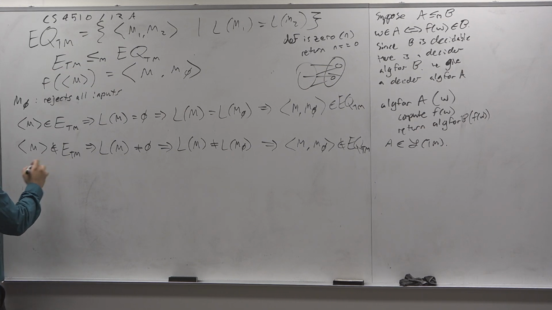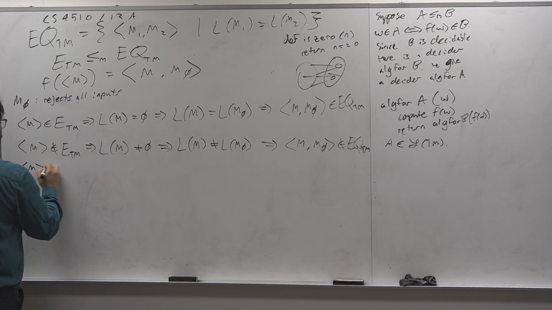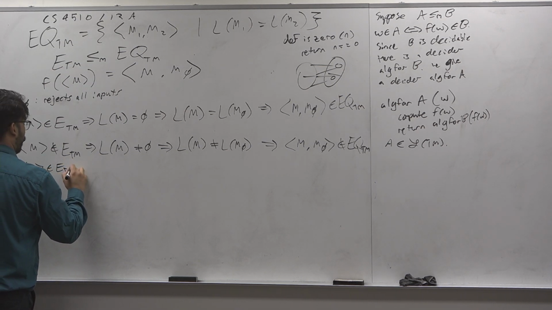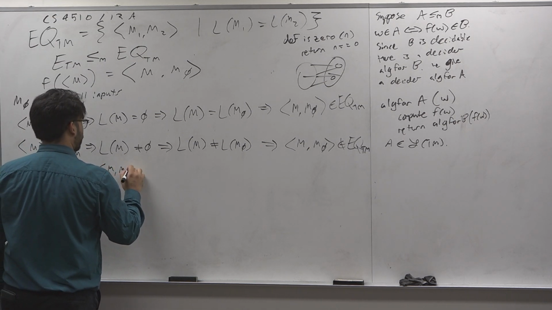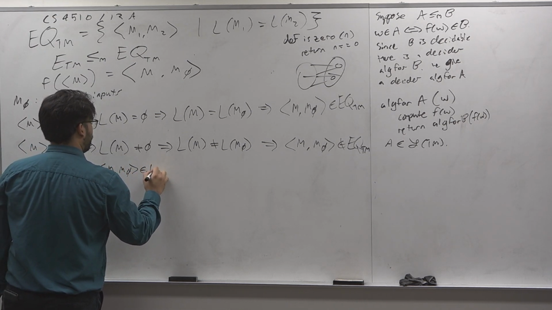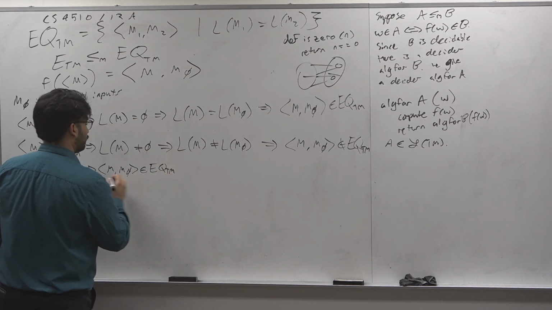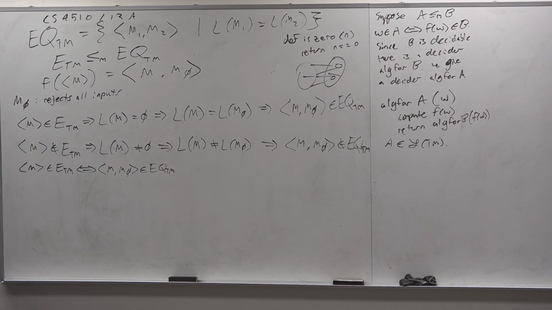Two parts, P implies Q, right? So we know that M is in ETM if and only if M-empty-set is in EQTM, where this is just the output of the reduction. So if someone claims they can solve EQTM in general, they can actually solve it in this specific case. Therefore, they can't solve it.